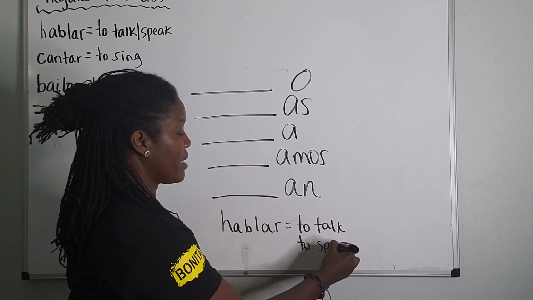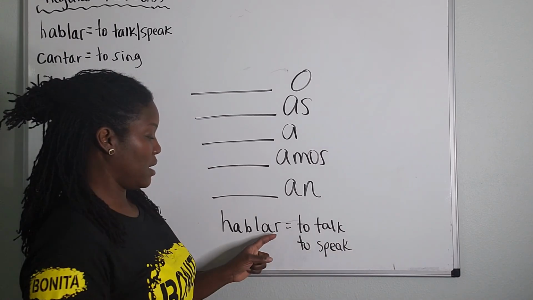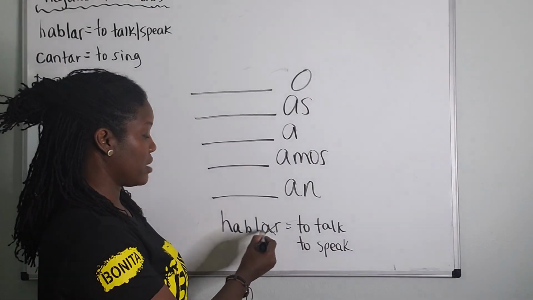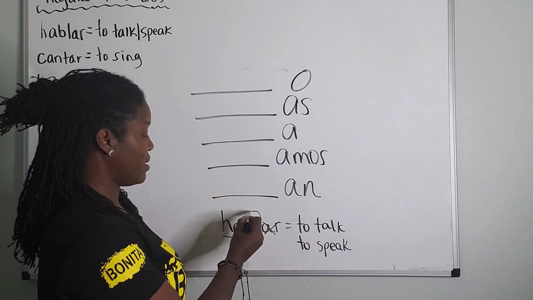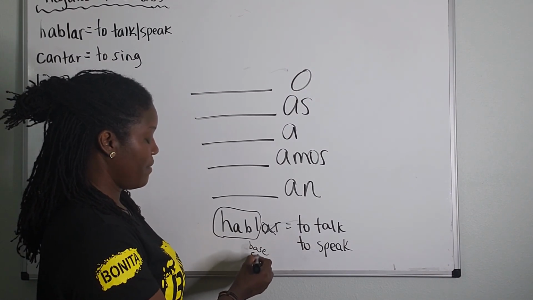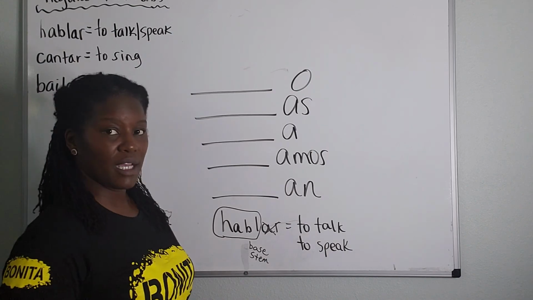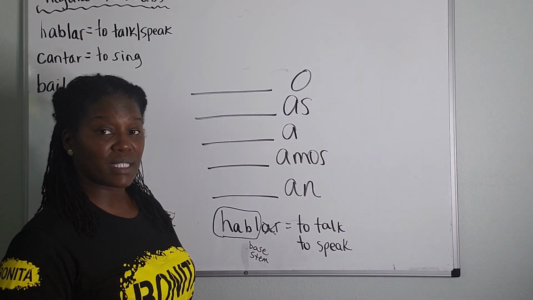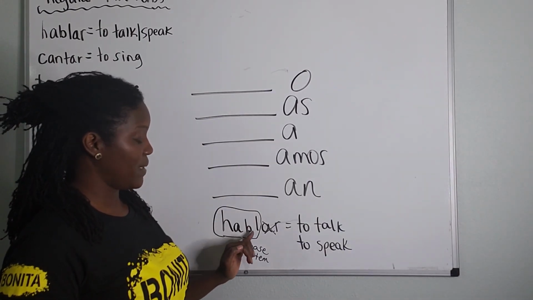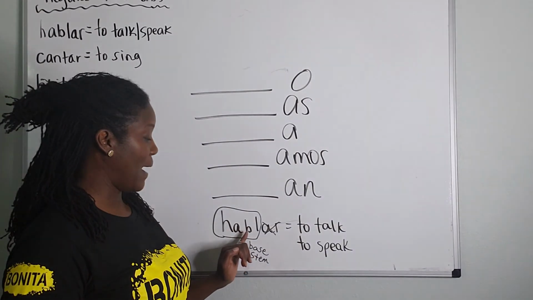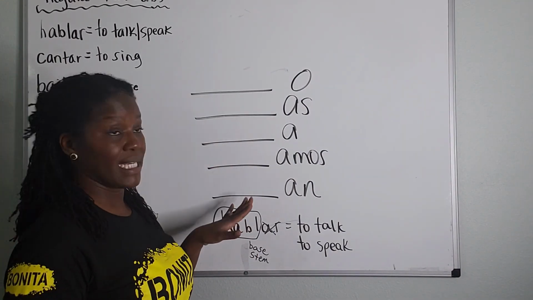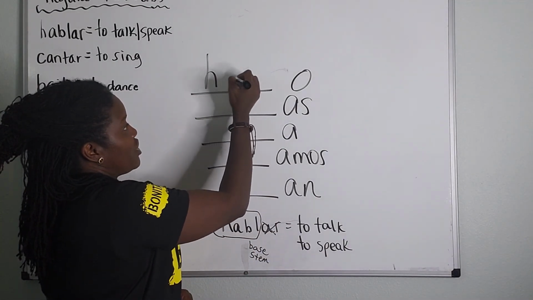Knowing that this word ends in AR, we're going to take off the AR. And what we have left is called the base or the stem. We're going to take that base or stem and plug it onto each one of those lines. So we have H-A-B-L, y vamos a poner, we're going to put those letters en las líneas, okay?